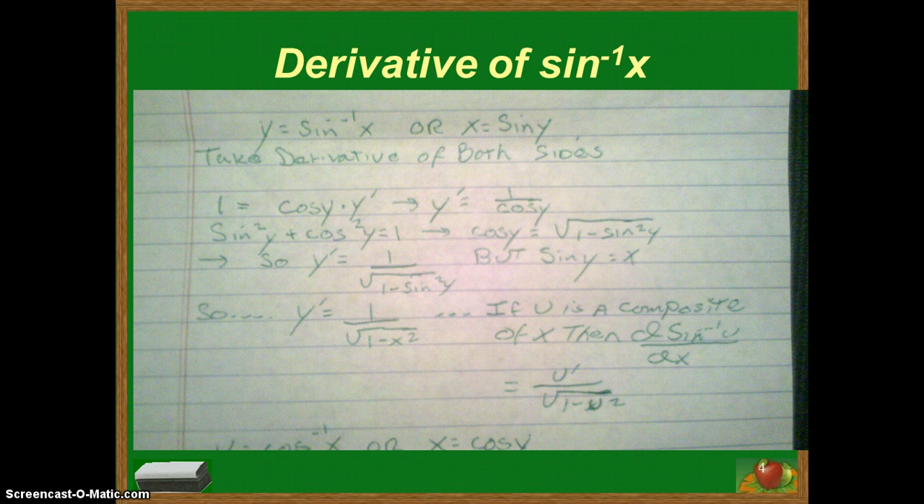Now, if there was a composite function u of x, where u is some composite of x, then the derivative of arc sine of u would simply be u prime, the derivative of the inside function, all over the square root of 1 minus u squared. Okay, in the next slide we're going to discuss the derivative of arc cosine of x.